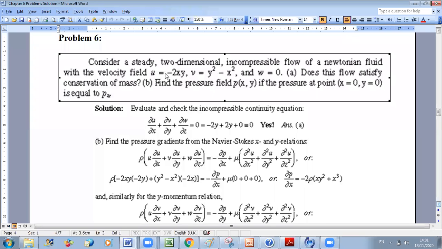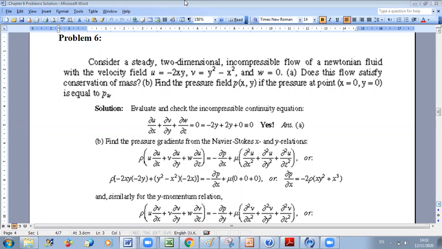So here they gave us u, v, and w as functions of x and y. And they said that it's an incompressible flow, and we have a Newtonian fluid. Whenever they say you have an incompressible flow, rho is constant. So first, from this information, incompressible, I have rho constant. And from Newtonian fluid, I can apply Navier-Stokes equations.